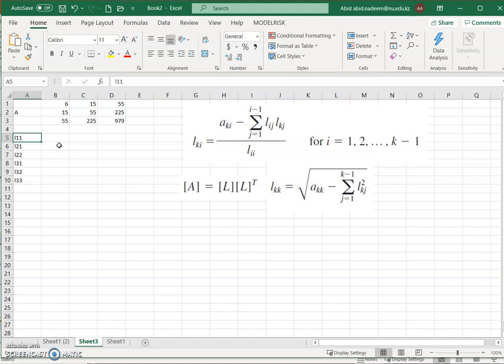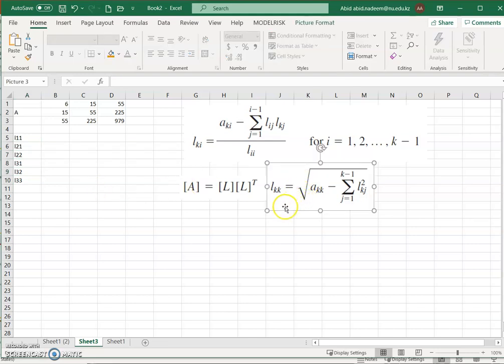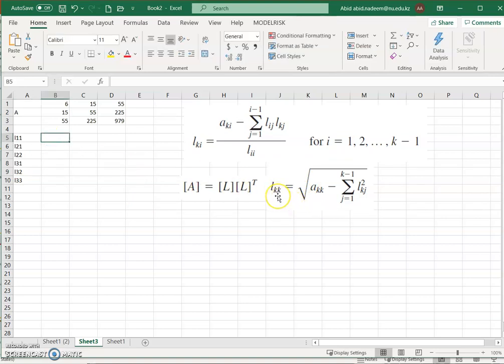How will we determine L11? For the determination of L11, L22 and L33, we will use the second recurrence relationship. You can see that it says L_kk. For L11, K is 1, so L11 is equal to the square root of A11. A11 is here, so it is equal to SQRT of A11, minus this term, which is the summation, but this term is 0 because K is equal to 1. When K is equal to 1, there is no summation over here. So for L11, this term is 0.